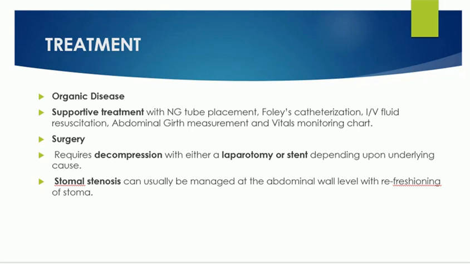And what is required is decompression. This decompression can be done with a laparotomy or with a stent, which can be passed through the colonoscope, depending upon the underlying cause. So this is the choice, laparotomy or stent with colonoscope. Again, this decision depends upon the underlying cause. We talked about one cause, stomal stenosis, when the stoma has been formed and it leads to retraction and stenosis of the stoma skin. That can usually be managed at the abdominal wall level with refashioning of the stoma. So locally we can do refashioning of the stoma, and this is the treatment of stomal stenosis.